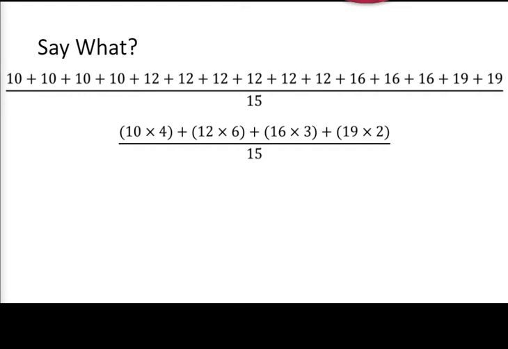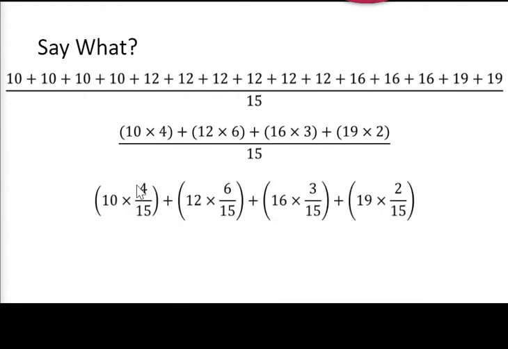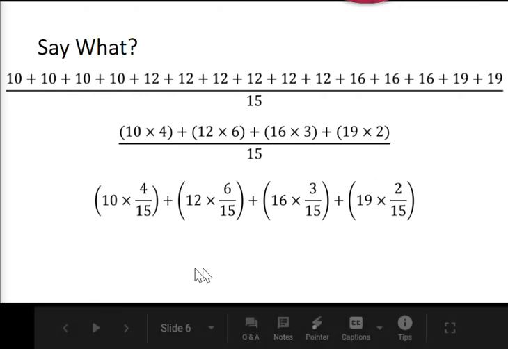So what they're looking for is a percentage that they can use. And so what we're doing here is we're taking the divided by 15 step and we are distributing it into each of our parentheses. So that the scientists can say, all right, 4/15 of our sample had a mass of 10, 6/15 of our sample had a mass of 12, 3/15 had a mass of 16, and 2/15 had a mass of 19.